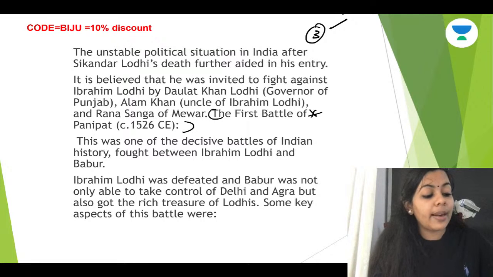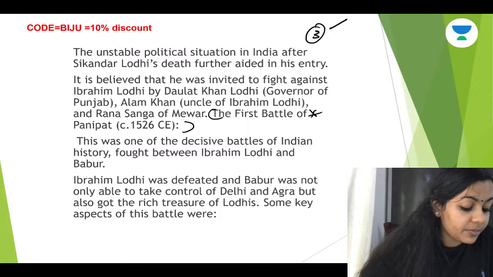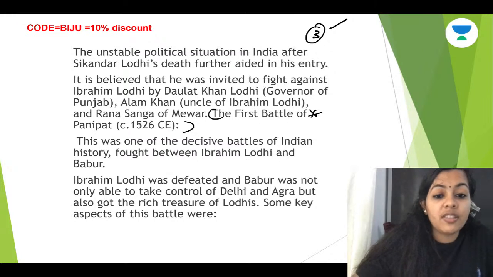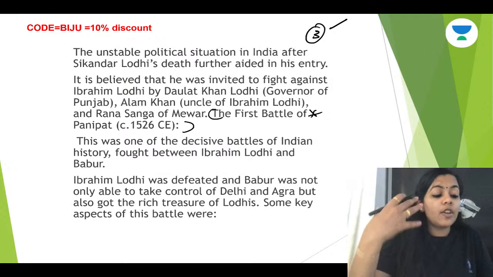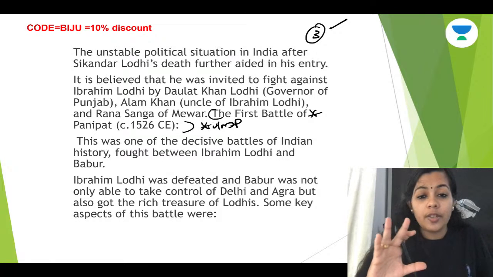So these three battles of Panipat are of much more importance. Now we are going to see them. The first battle of Panipat is an area of importance. Just mark it as very important.